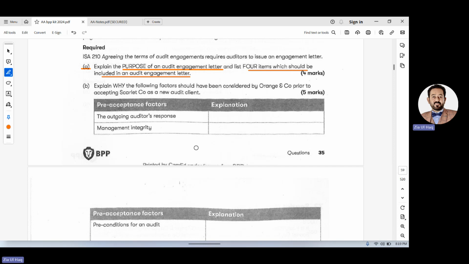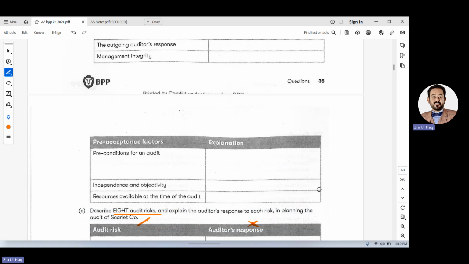Why should we check these things before accepting the audit? Preconditions for an audit. Why should we consider preconditions? To agree management responsibility with them regarding preparation of financial statements, implementation of an internal control system, providing information relating to the audit to the auditor, and providing unrestricted access to company records for audit purposes. If the examiner requires, you need to write down what the preconditions are.